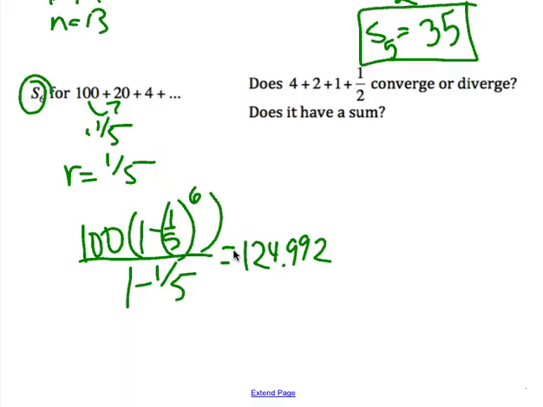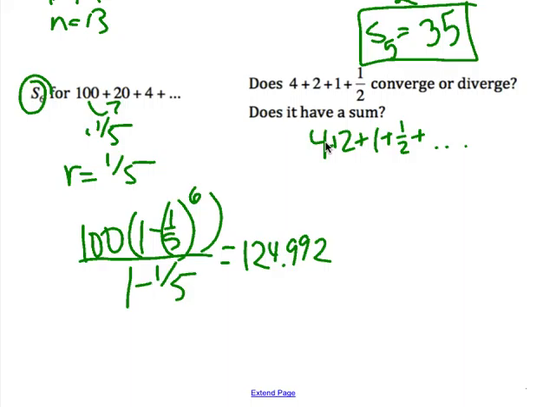Now, this next one says, does 4 plus 2 plus 1 plus 1/2 converge or diverge? Does it have a sum? If you're looking at this problem and you're kind of confused by the fact that they're asking you if it converges or diverges, you're asking the right question. This should really say 4 plus 2 plus 1 plus 1/2 plus dot dot dot. You only talk about converging or diverging when you talk about infinite series. Okay, so we want to think about this infinite geometric series. Does it have a sum? We're asking, does it approach a value?